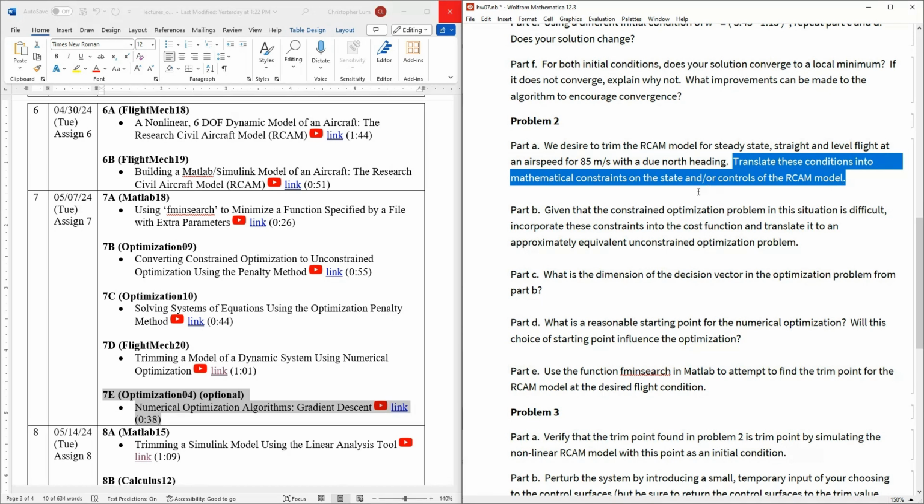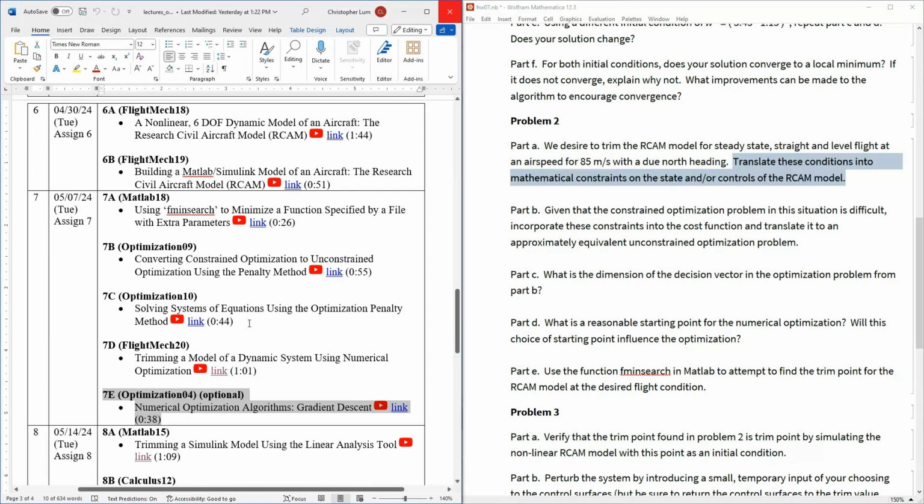Once we have that correctly translated, we can take the same idea we did in problem one and apply it to this particular problem. So now we are going to be using the optimization penalty method to solve a system of equations, which you can think of as a constrained optimization problem, right?